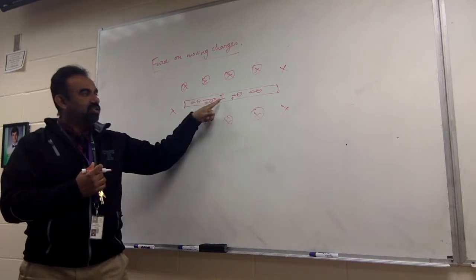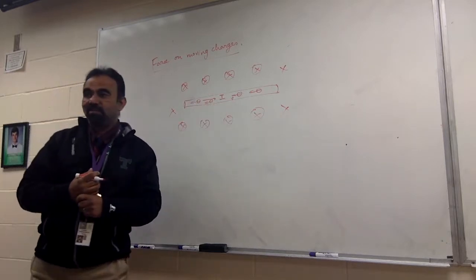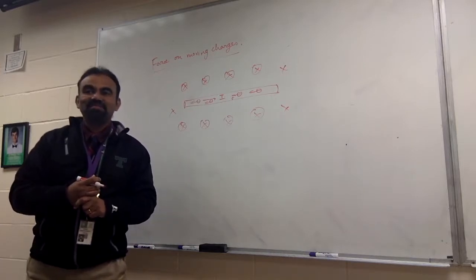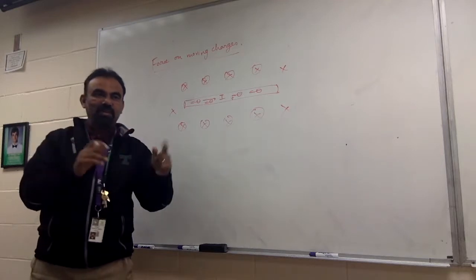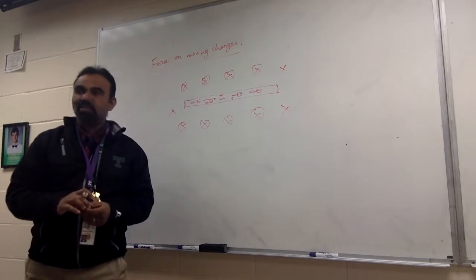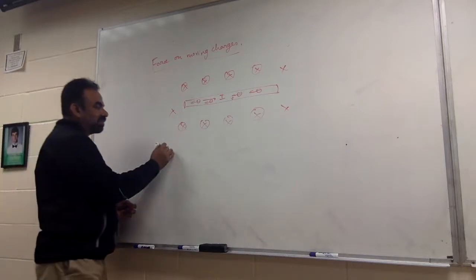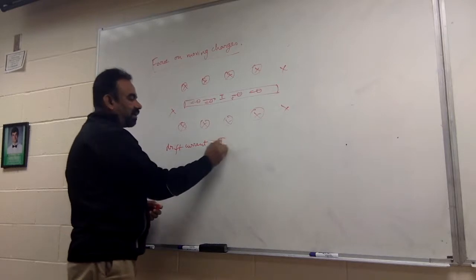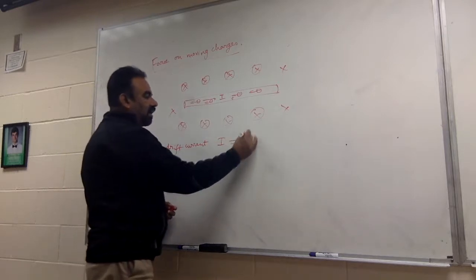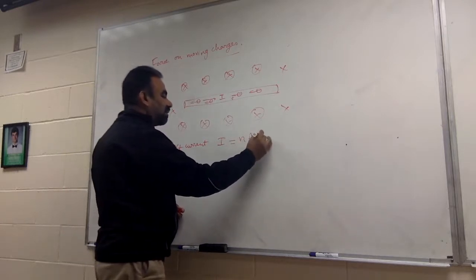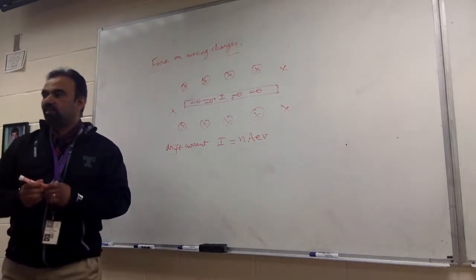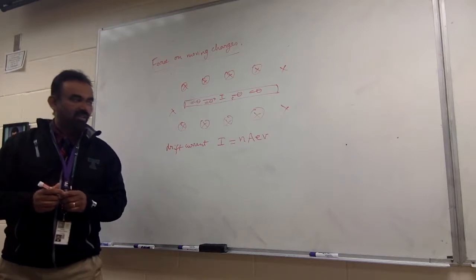Is there any relationship between this current and this drift speed? Yes. What's the equation? The drift current in terms of drift speed. We have gone through that equation. Drift current I is equal to nAev. Right? We've seen that equation. Drift current is equal to nA.